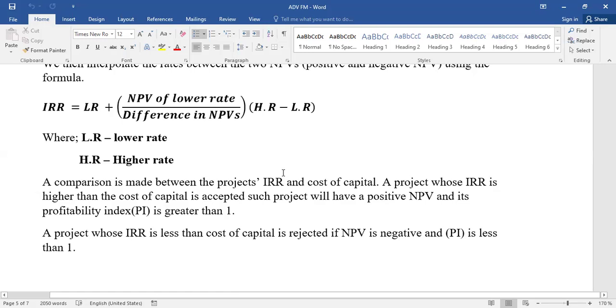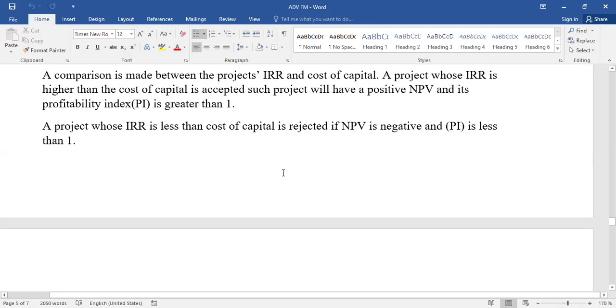Then we are saying that a project which is accepted will have a positive NPV and its profitability index will be greater than 1. So a project whose IRR is less than the cost of capital is going to be rejected if NPV is negative and PI is less than 1.